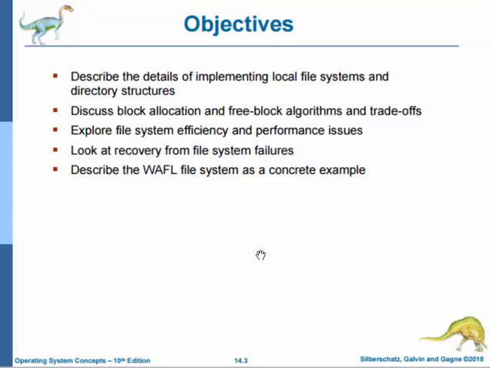The objectives of this chapter are that at the end of this topic, you should be able to describe the details of implementing local file systems and directory structures, and discuss block allocation and free block algorithms and trade-offs. And then you'll be able to explore file system efficiency and performance issues, and then look at the recovery from file system failures. Finally, we'll try to describe the WAFL file system as a concrete example.